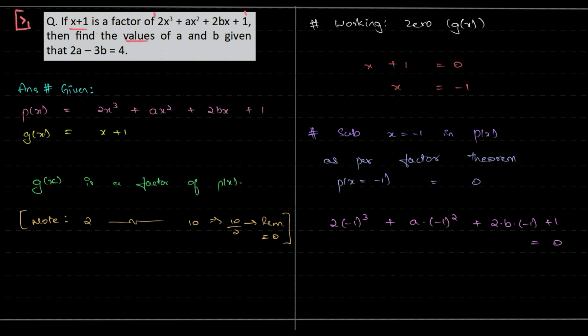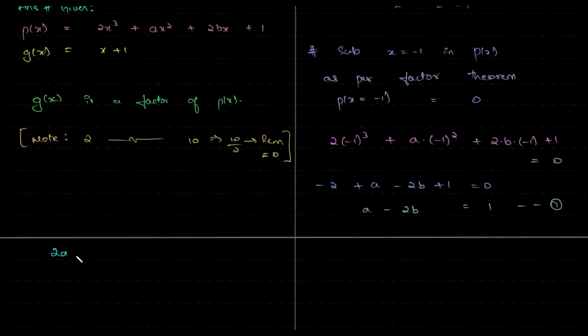Now we have to simplify this. So we have, this is minus 2, this is plus a, minus 2b plus 1 is equal to 0, and we have a minus 2b is equal to 1, and that would be our equation 1. And the second equation is over there in the question itself. 2a minus 3b is equal to 4. That is equation 2.